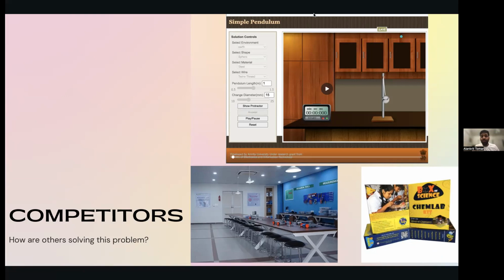Another initiative that we found interesting was the video on top. This is developed by Amrita University, from the Ministry of Electronics and Information Technology, where they have simulations of each experiment from the curriculum. If you look at this, they have a pendulum experiment, where you can change the pendulum length, you can change the diameter, and you can simulate the problem. This is great, but we are trying to solve it in a different way, which is we want students to do it with their own hands by using frugal concepts.